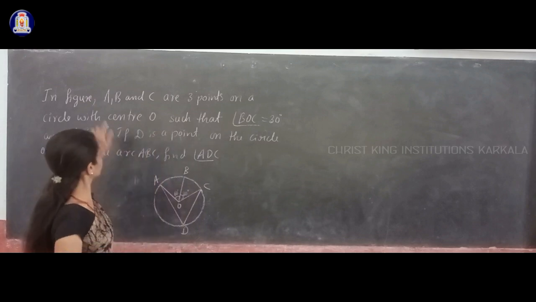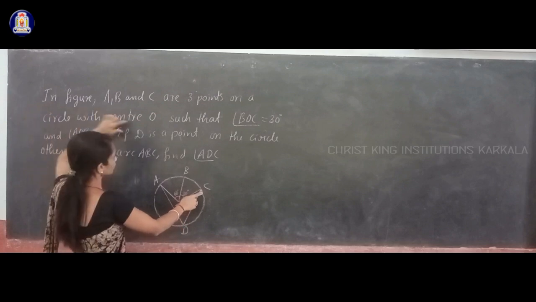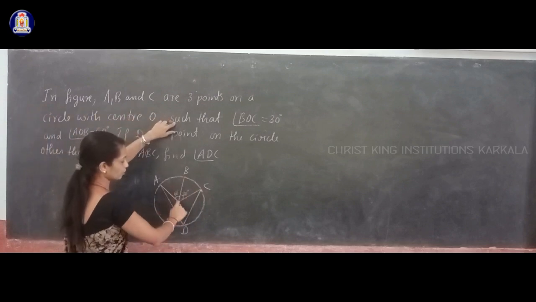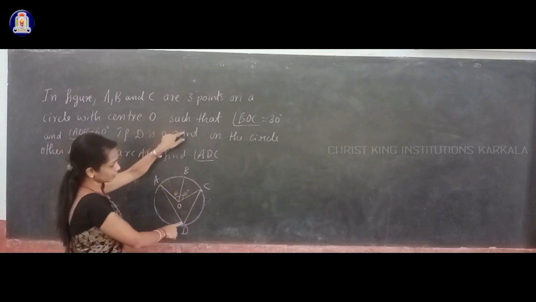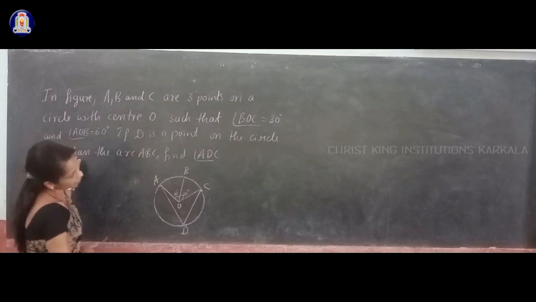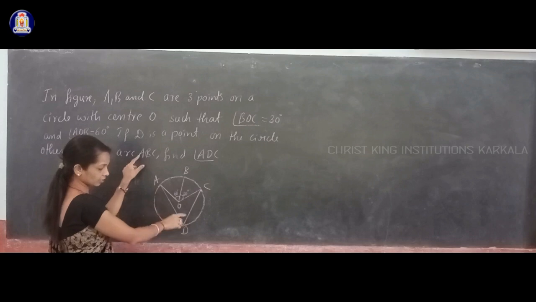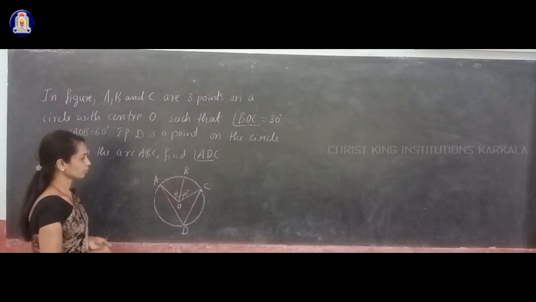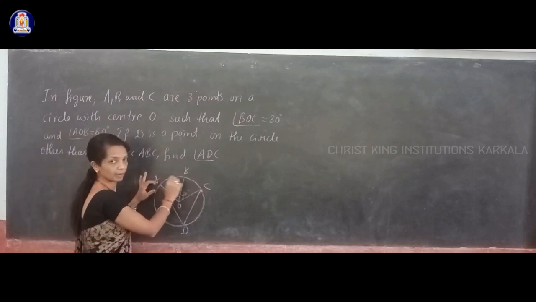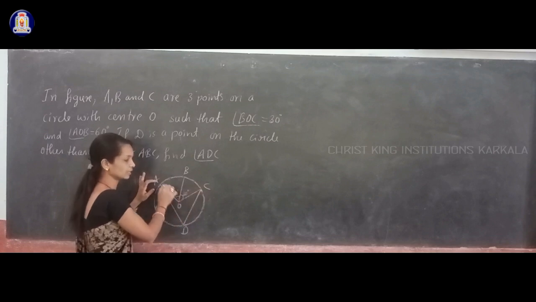Next, in the figure, A, B and C are 3 points on the circle with center O, such that angle BOC is 30 degrees and angle AOB is 60 degrees. If D is a point on the circle other than on the arc ABC side, one point D is taken, you have to find angle ADC. So now here you can see ABC is the minor arc, and what is angle AOC? Angle AOC is the angle made by the minor arc ABC.